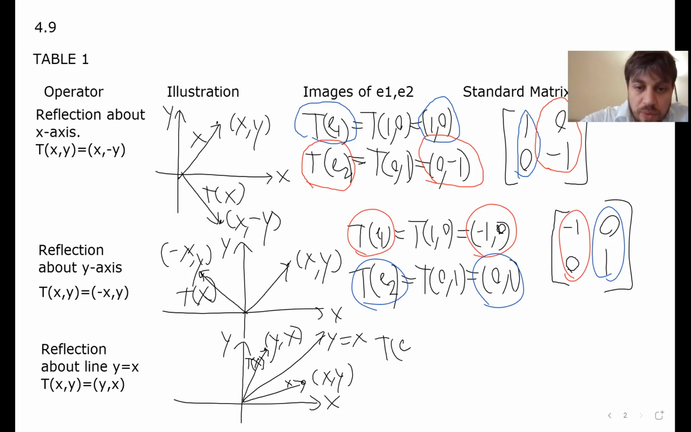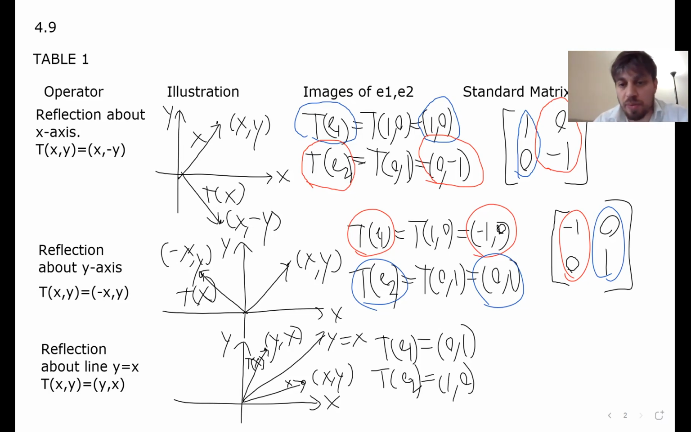So T of E1, T of 1 comma 0 is 0 comma 1. T of E2, T of 0 comma 1 is 1 comma 0. You just switch the coordinates. And then the standard matrix is 0, 1 for the first column and 1, 0 for the second column. And then that's the standard matrix for that. Okay? And so those are the first three operators, table 1.